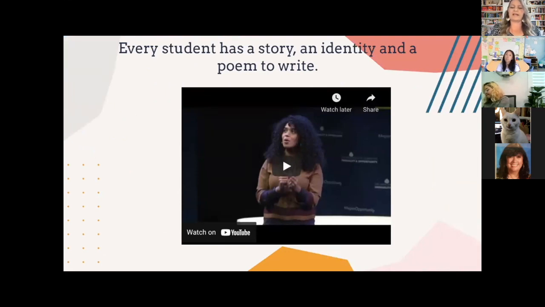So we're going to start at a seminar that she gave where she explains the background of why she wrote this poem. And as we're doing this, the idea that I want us to walk away with is that every student has a story, an identity, and a poem to write. So let me go ahead and play that now.